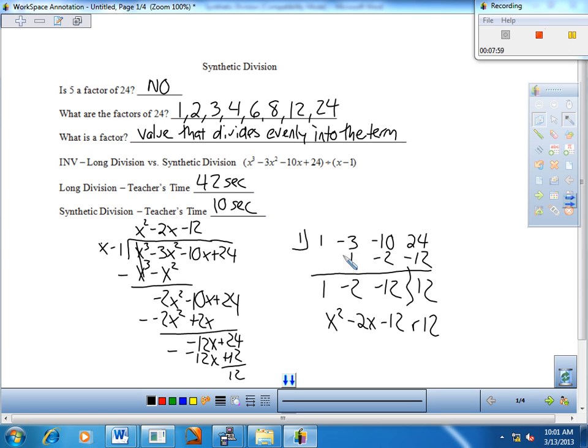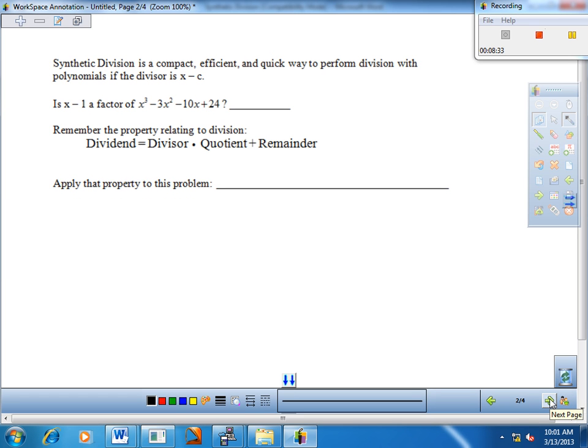Okay, and that's basically how it's going to play out. It's going to be that quick. You know, 10 seconds is actually fairly slow. So you're going to do better. Here we go.